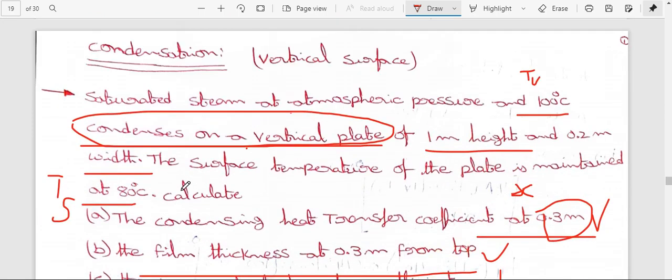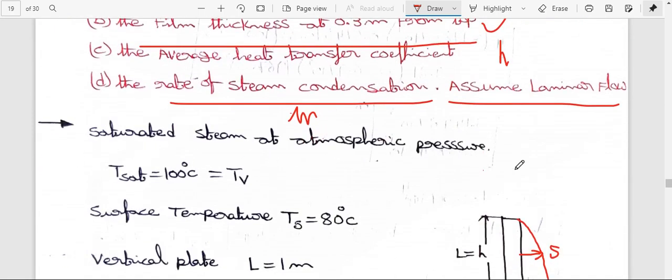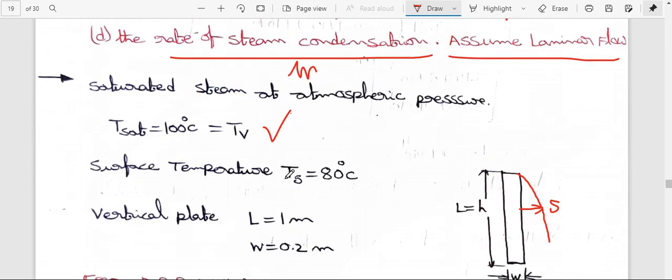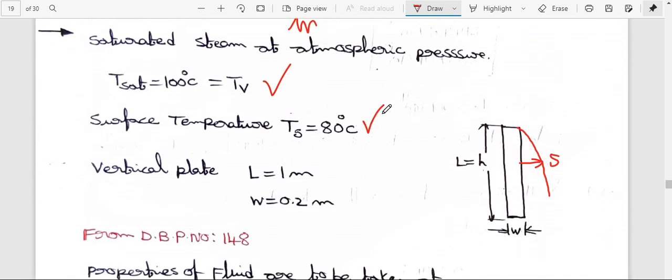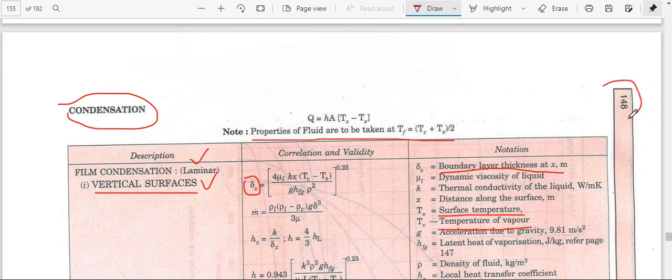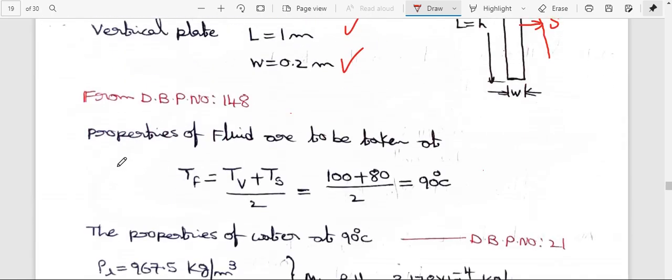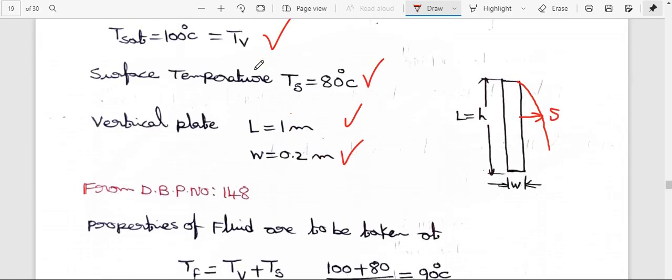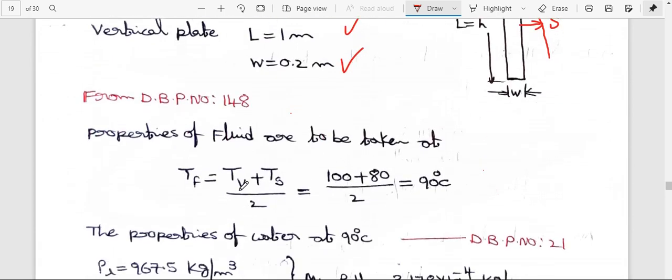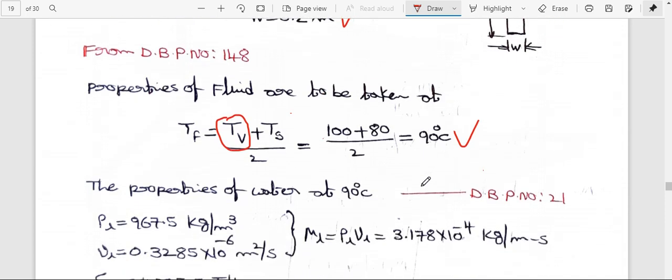So here now the saturated steam at atmospheric pressure is at 100 degrees and the surface temperature of the vertical plate is 80. So length is given and width is given. From data book page number 148, we have to take the property values. So saturation temperature plus surface temperature, this is the vapor temperature plus surface temperature value, is equal to 90 degrees. The average film temperature is 90 degrees. We have to take property values.